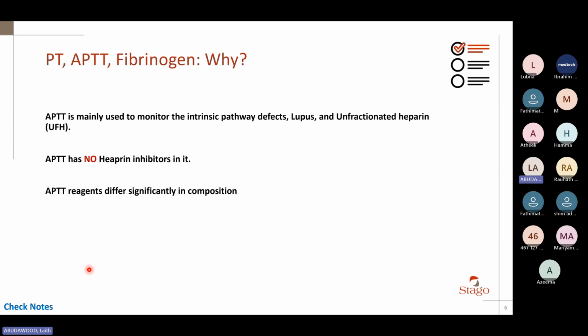Now moving to APTT. APTT, as you know, is used to monitor many things. So we use APTT to monitor factor deficiencies, if factor 8, 9, 11, 12, maybe 2, 5, or 10 is missing. So factor deficiency is one of the main reasons. We also use it to monitor if the patient possibly has lupus antibodies. We can also use it to monitor if the patient has heparin contamination, or maybe the patient is taking heparin treatment.